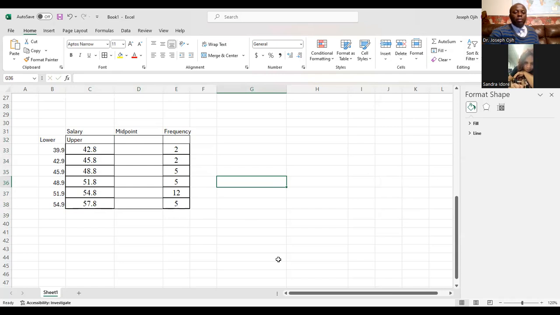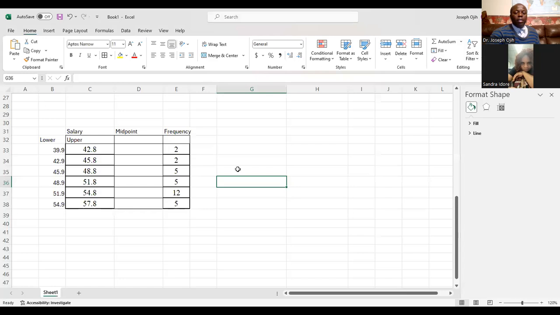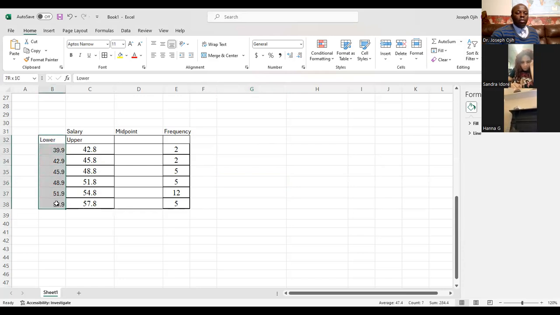Remember, we are doing this because we want to answer part B, which is to construct a frequency polygon. So for that, we're going to need the midpoint. So that's what we're about to get. Once we get the midpoint, we can just draw it. The formula for midpoint, if you remember, is the lower interval plus the upper interval divided by 2. So for midpoint, I mentioned in class, if you want to do any calculations, put the equal sign first.